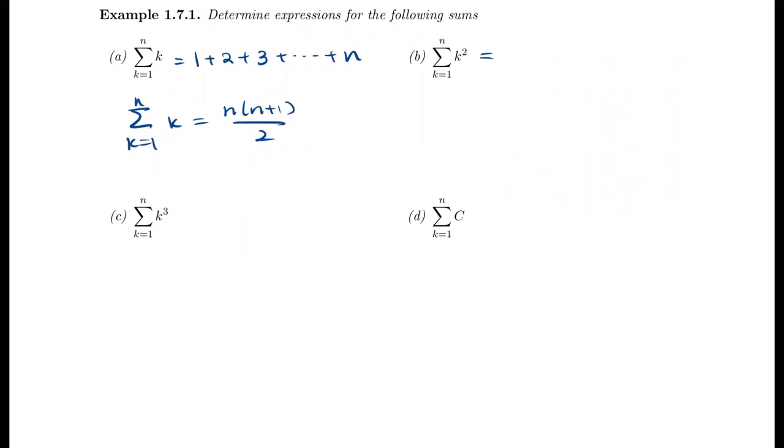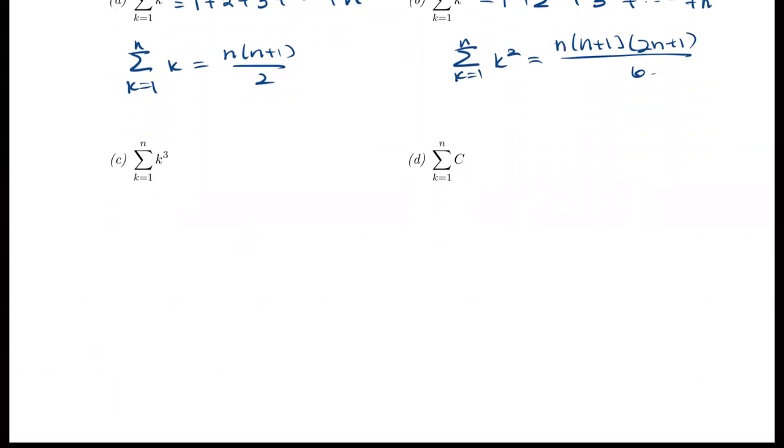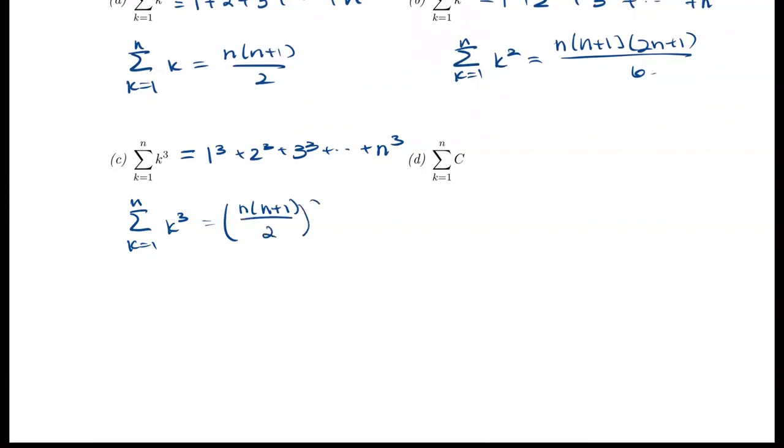Now for the formula for the sum of squares, we have 1 squared plus 2 squared plus 3 squared plus dot dot dot to n squared. So the sum from k equal to 1 to n of k squared is just going to be n times n plus 1 times 2n plus 1, divided by 6. And for the case of k cubed, that means the sum of all cubes: 1 cubed plus 2 cubed plus 3 cubed plus dot dot dot until you reach n cubed. The sum from k equal to 1 to n of k cubed is going to be equal to n times n plus 1 divided by 2, all squared.